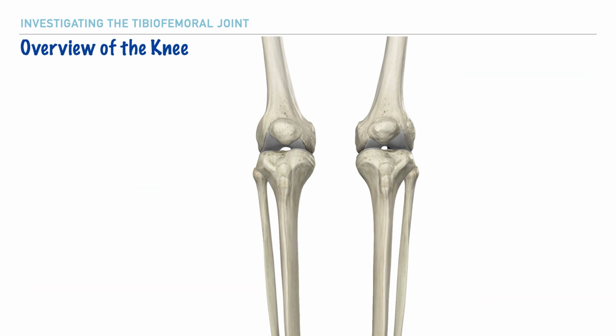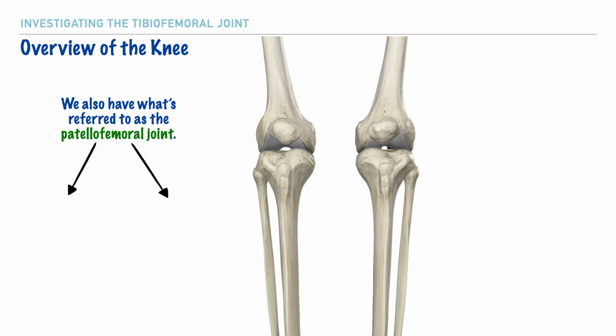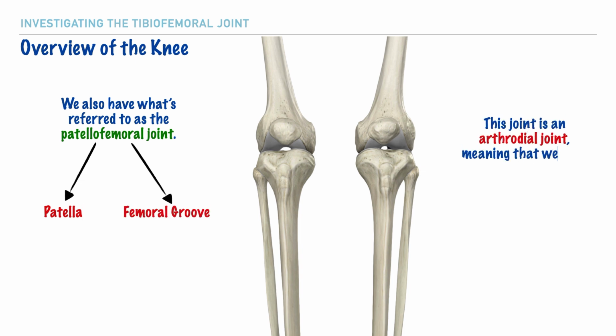Continuing with our overview of the tibiofemoral joint, there is another joint that we need to make note of as well, which we refer to as the patellofemoral joint. This is, based on the name, an articulation between the patella and the femoral groove of the femur, and it's here at this joint that we can classify it as an arthrodial joint, meaning that gliding motions take place here. So specifically, the patella glides superiorly and inferiorly within the femoral groove during knee joint motion.